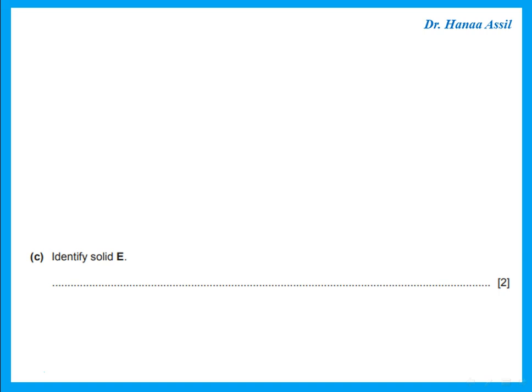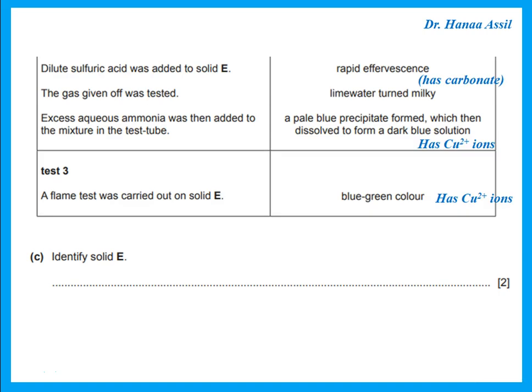Okay, then he's saying identify solid E. First of all, the word identify means give me the name, or give me what it has. It has what and what, or its name is what. So we go back to the tests that he did. He did a test that showed that we had carbonate when he added acid and we got carbon dioxide. He did 2 tests, aqueous ammonia and flame test, that confirmed that we have copper 2. So what is my solid? My solid is copper 2 carbonate. Or you could say it has copper 2 and carbonate. But then the solid, if it has these 2 things, then it's called copper 2 carbonate.